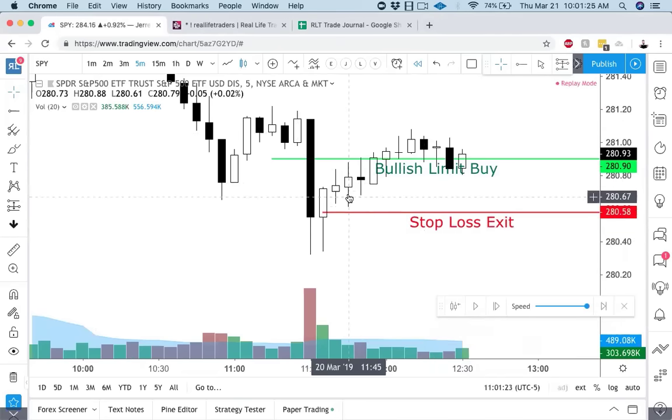This is the pullback. So for me, I'm taking into account this volume based on this candle. And this bearish candle that I'm looking at has no volume relative to the previous bullish days. So I'm not afraid to go long there. If this candle had massive bearish volume, I would definitely wait. No question. If this candle had more bearish volume than these previous bullish candles, I would wait.